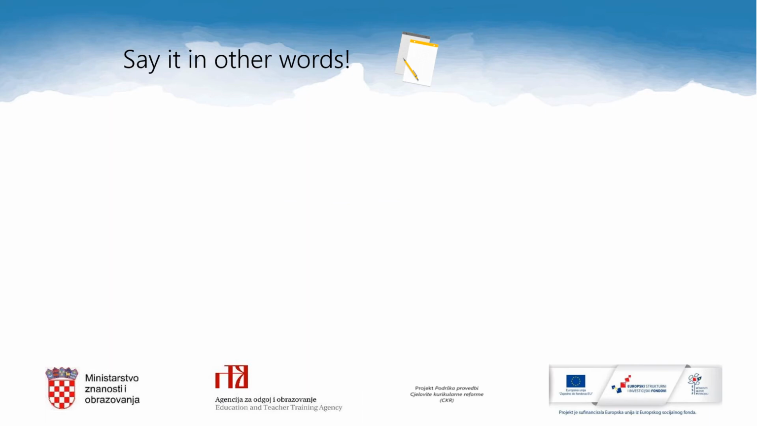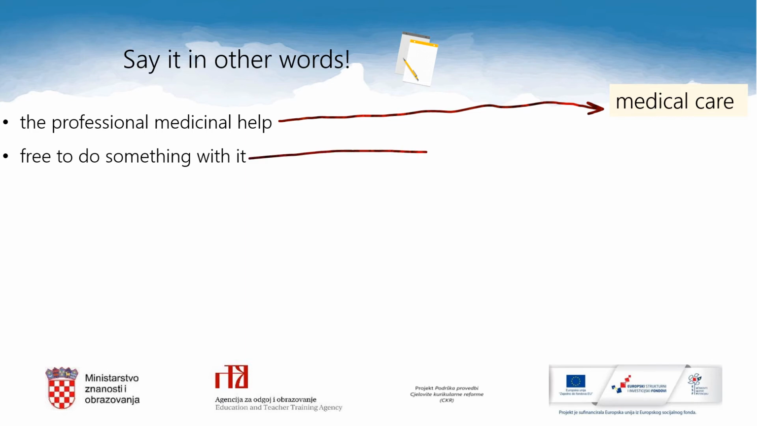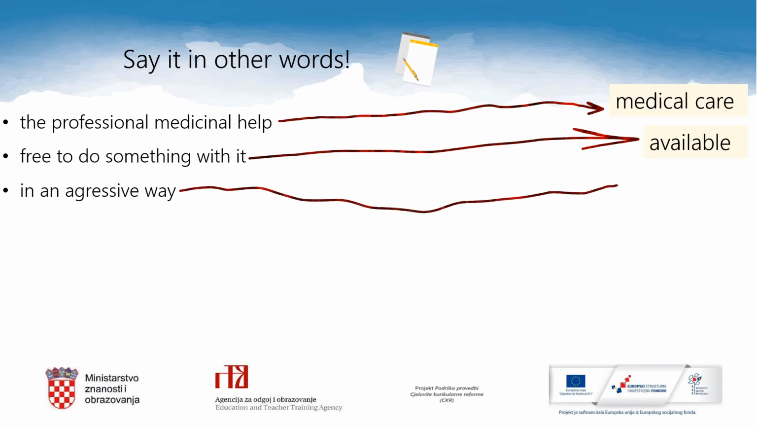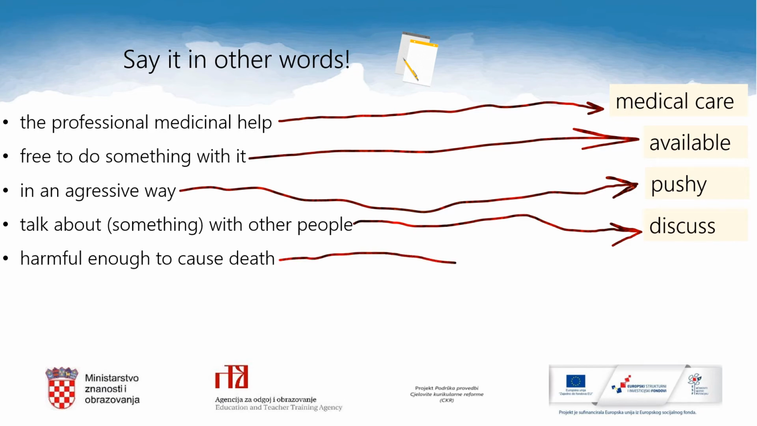Now let's see if you can say these expressions in other words. The professional medicinal help: medical care, zdravstvena skrb. Free to do something with it: available, dostupno. In an aggressive way: pushy, nametljivo, uporno. Talk about something with other people: discuss, raspraviti.